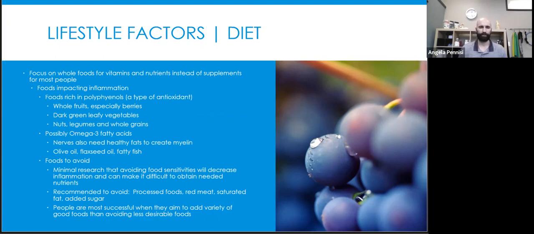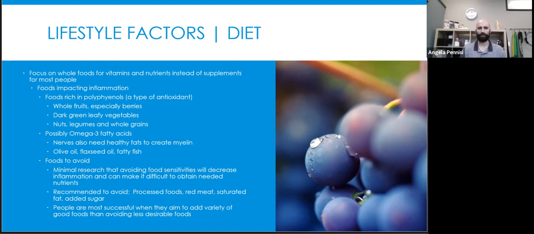So again, this is sort of like some antioxidants, basically. So whole fruits, especially berries, dark green leafy vegetables, nuts, legumes, and whole grains. Again, potentially omega-3 fatty acids, which can also help with some nerve-related conditions or nerve health. So we're trying to say, basically, eat these foods that are anti-inflammatory in nature, and then try to avoid foods that are inflammatory in nature. So let's talk about more processed foods, red meats, saturated fat, added sugar, etc. Which I know is easier said than done.